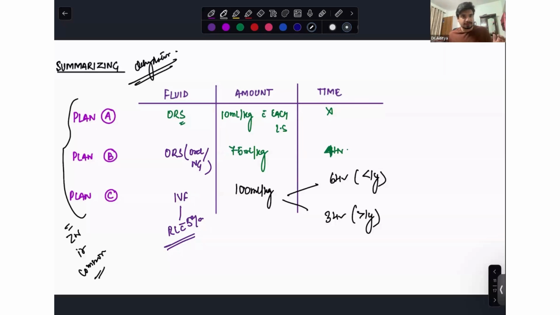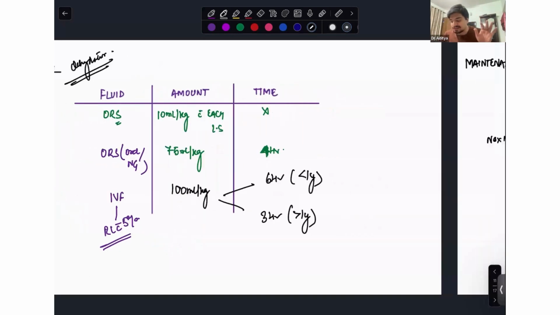Till now, what we have discussed is dehydration. Child is dehydrated, meaning the water has gone down. We are getting the water status back to normal. Child was hydrated, then became dehydrated, and we are taking the child back to normal. This is dehydration management.